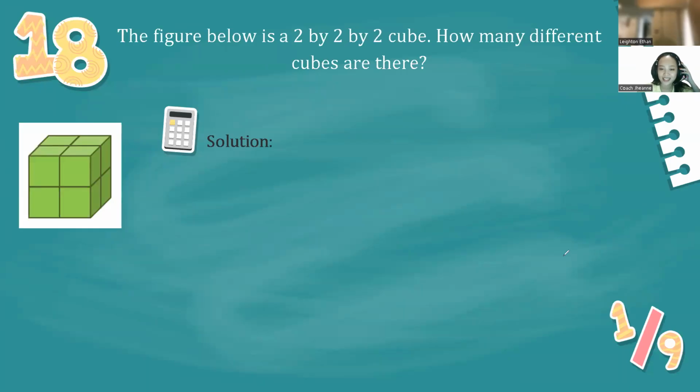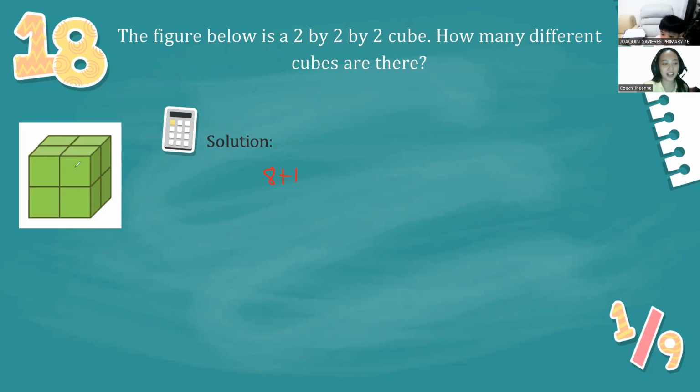Is everyone ready to continue? Yes. Okay. So I saw in the chat, someone was asking why did we add 1 here? It was 8 plus 1.